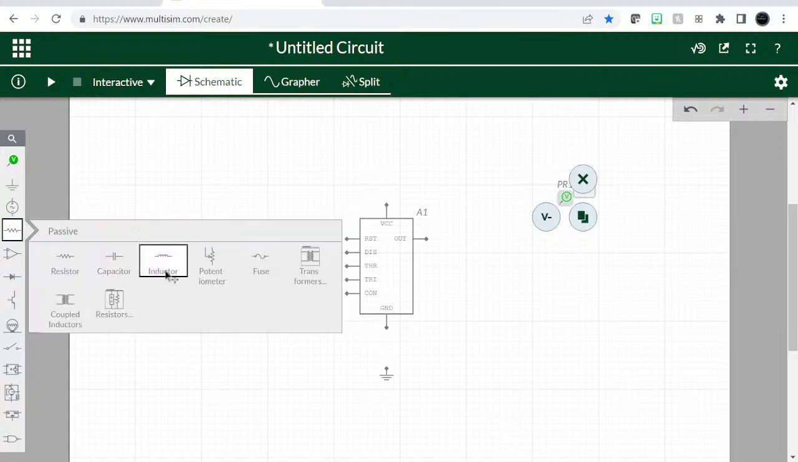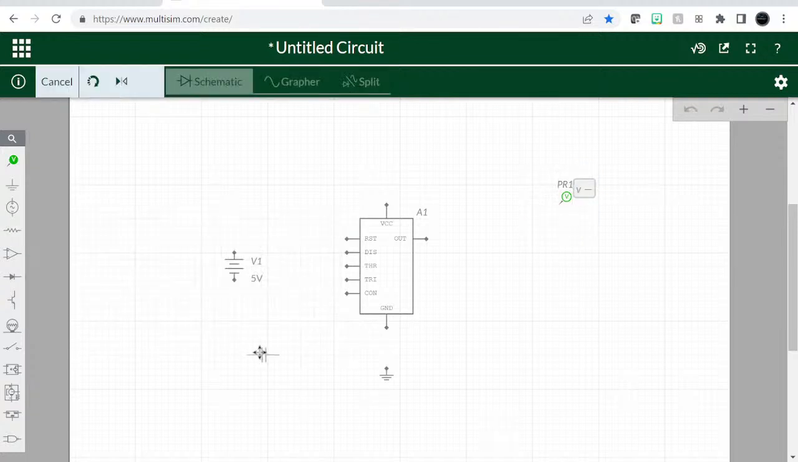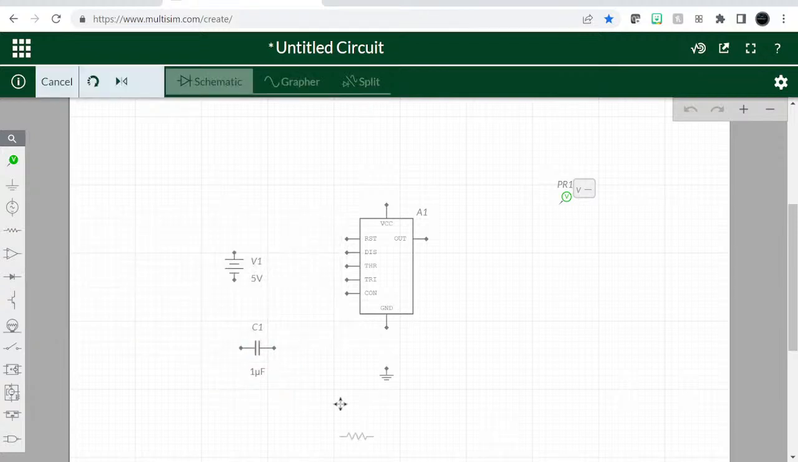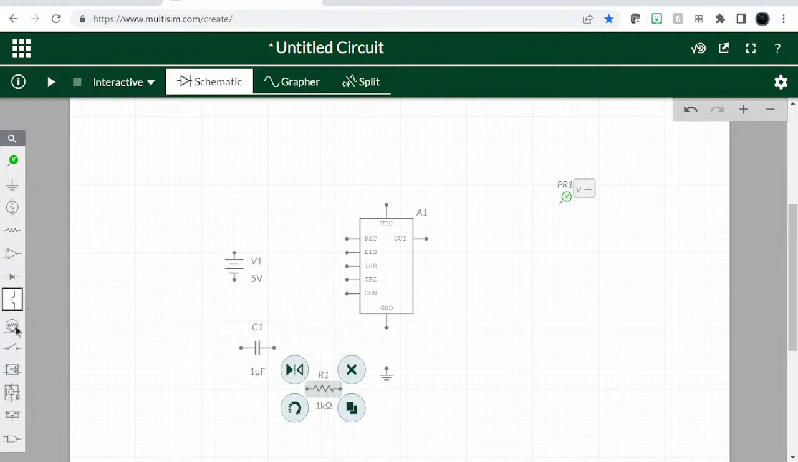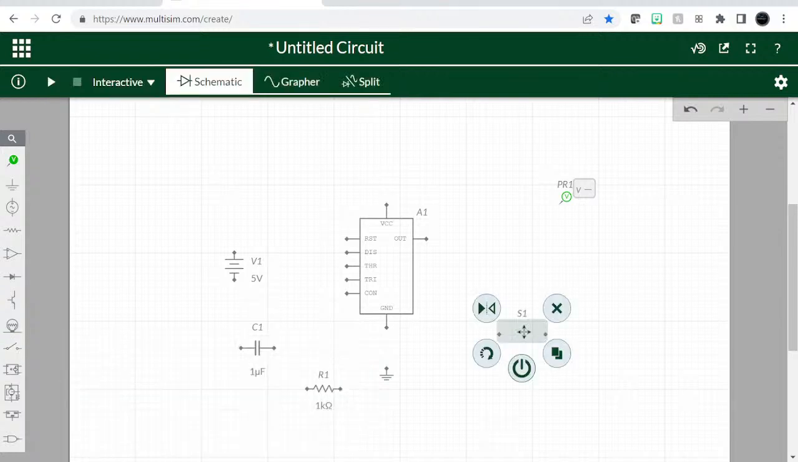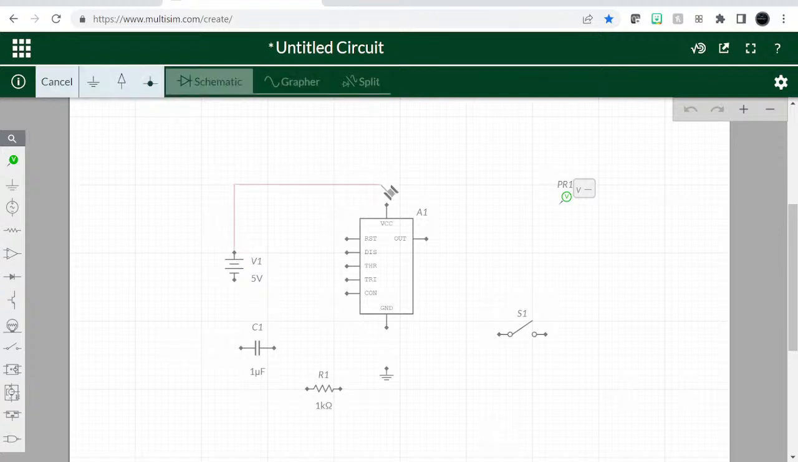We need a capacitor. We need a resistor. We need a switch. We can get multiples of this afterwards. All right, so let's just wire up the circuit. Click and connect. As easy as that.